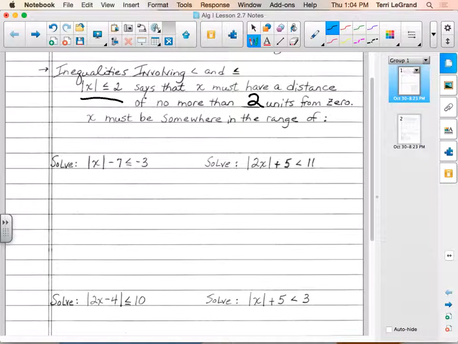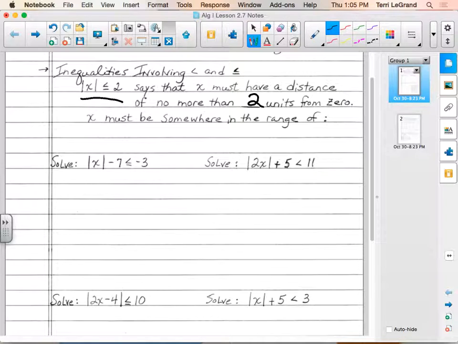Ian? 3. 3 is 3 units away from 0. Is 3 less than or equal to 2? No. Okay, Isaiah? 1600. 1600 is 1600 units away from 0. Is 1600 less than or equal to 2? Just kidding. No. Michaela? Negative 3. What's negative 3's distance? 3 away from 0. Is 3 less than or equal to 2?